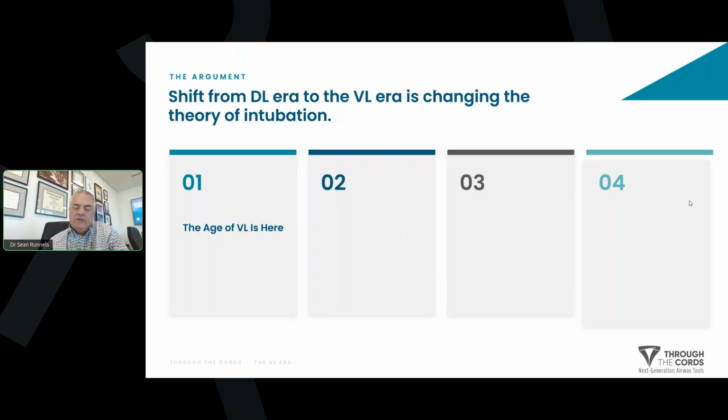So the age of VL is here. We are quickly experiencing VL becoming the standard of care. The DAS guidelines in the last year are evidence of that. And VL adoption has crossed a tipping point. So we are heading there, whether you want to go there or not, we're definitely moving in that direction. This means that we have to change our understandings of airway geometry.